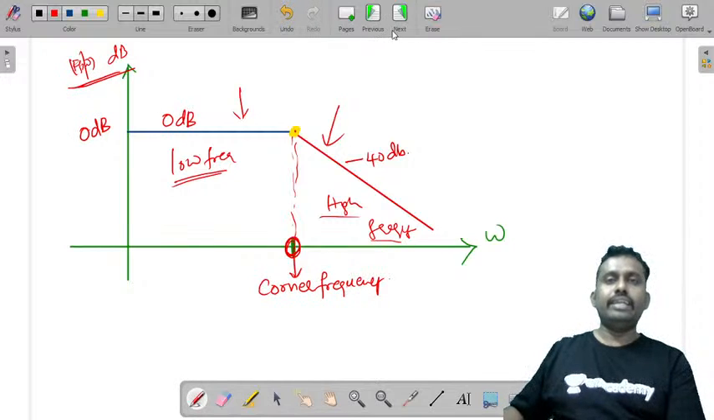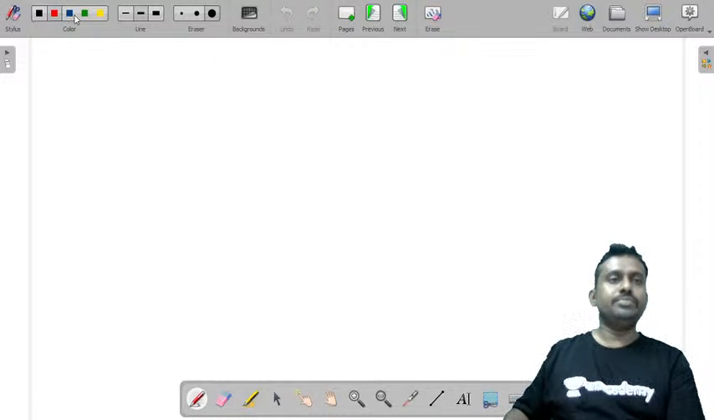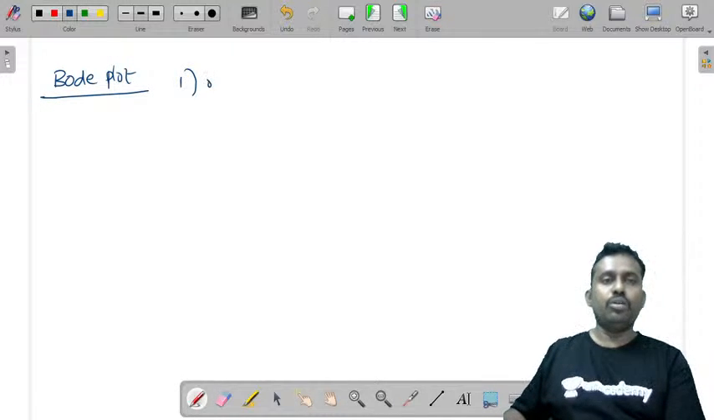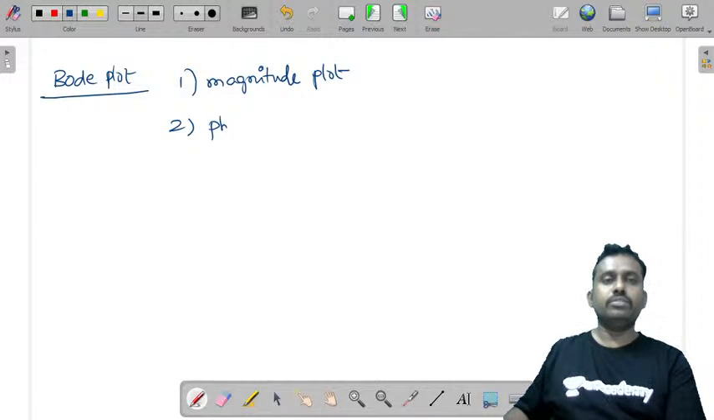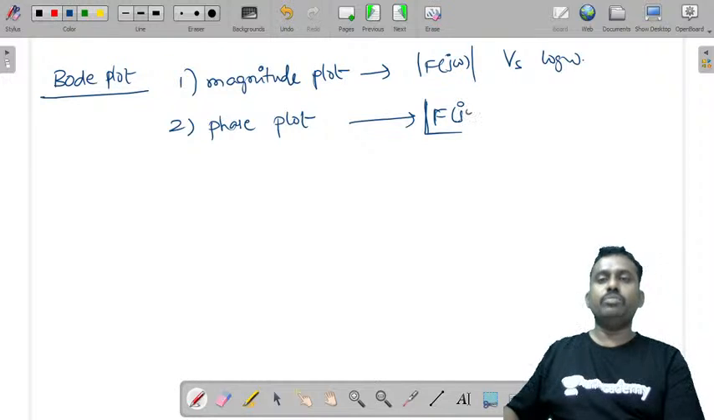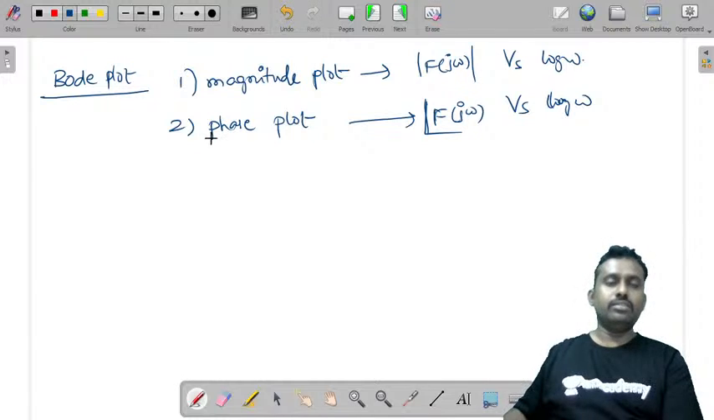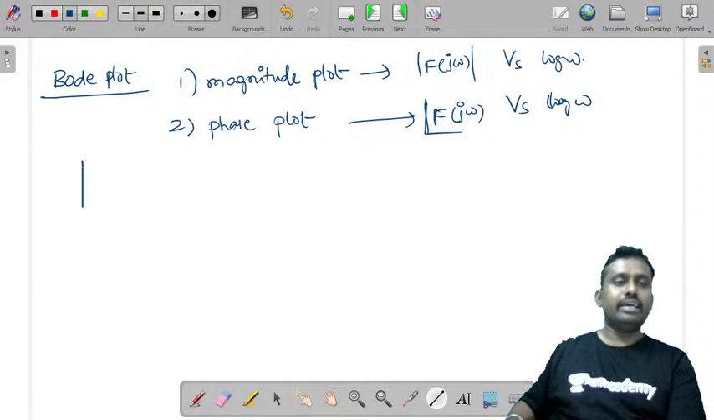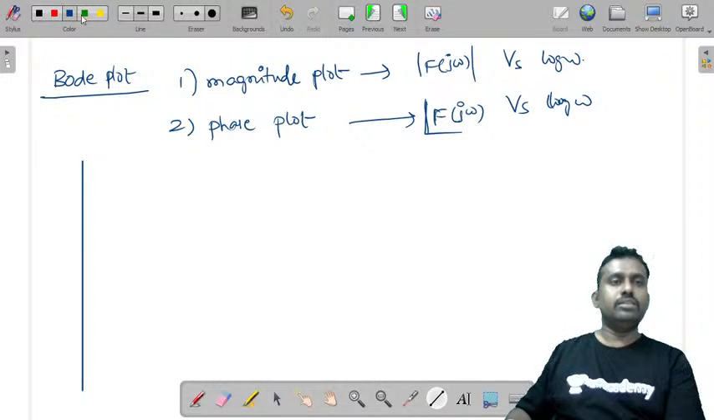Now, I would like to add something to this. The BODE plot has two plots: the magnitude plot and the phase angle plot. The magnitude plot is the magnitude of f of j omega versus log omega. We vary omega from 0 to infinity, and we find the angle of f of j omega versus omega to get the phase angles. That will look something like this. There are some points that I would like to add to this.